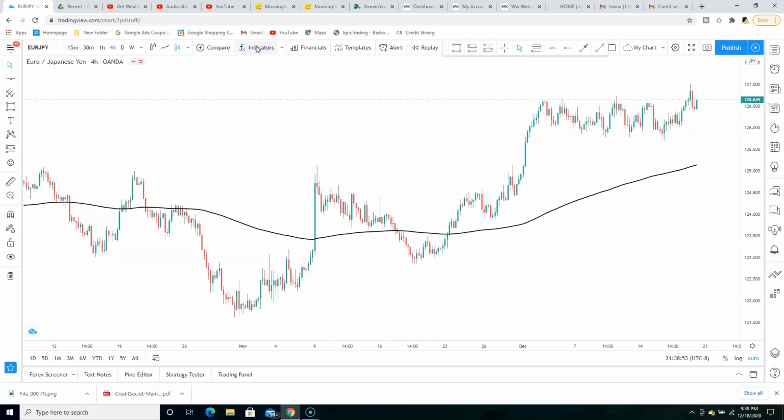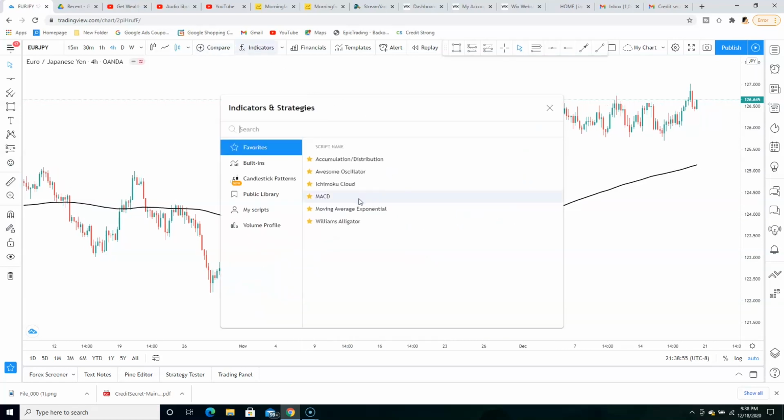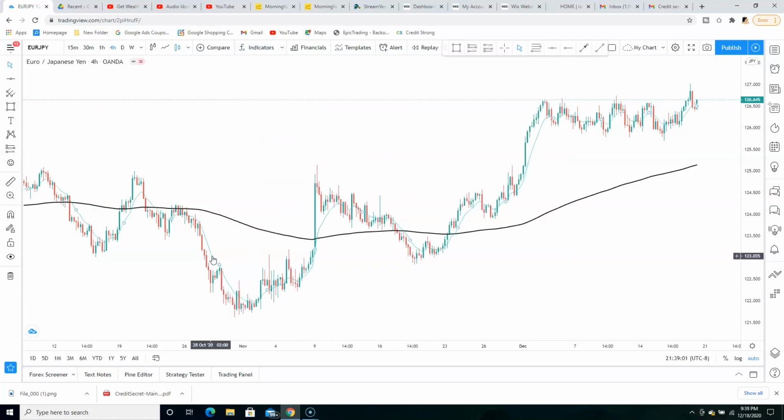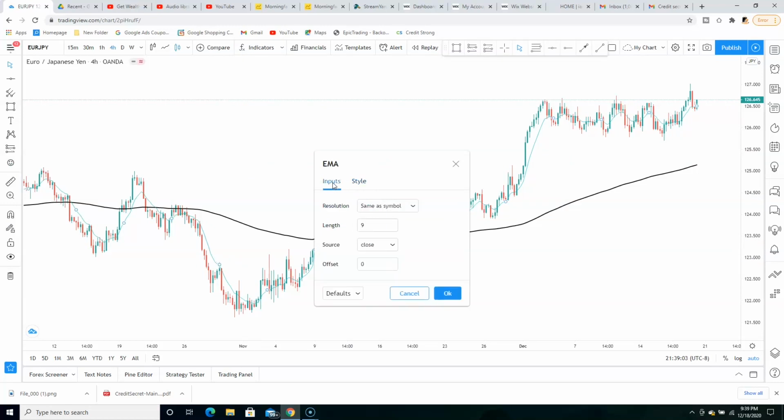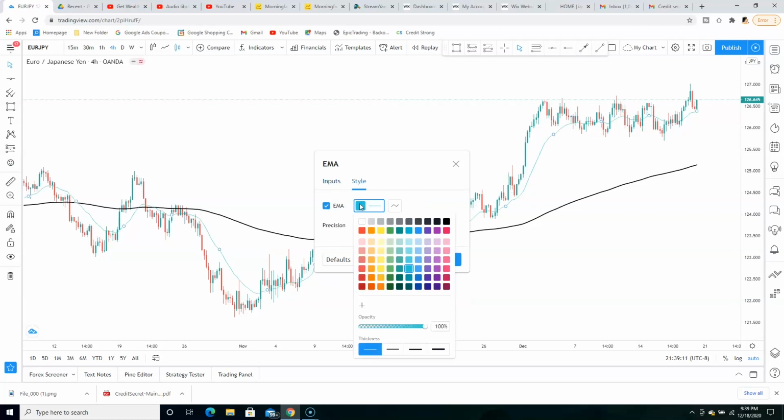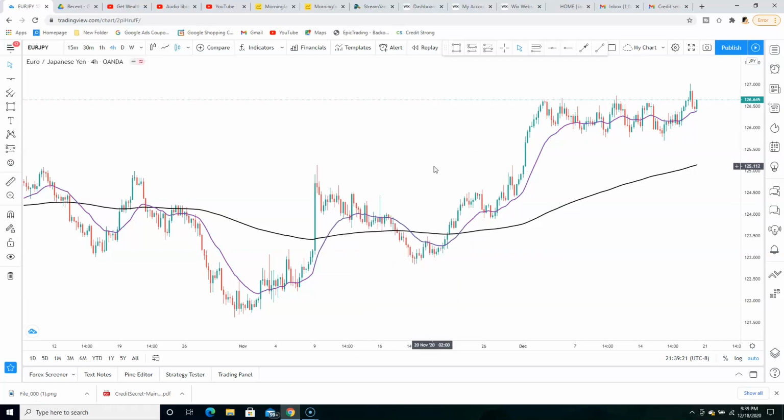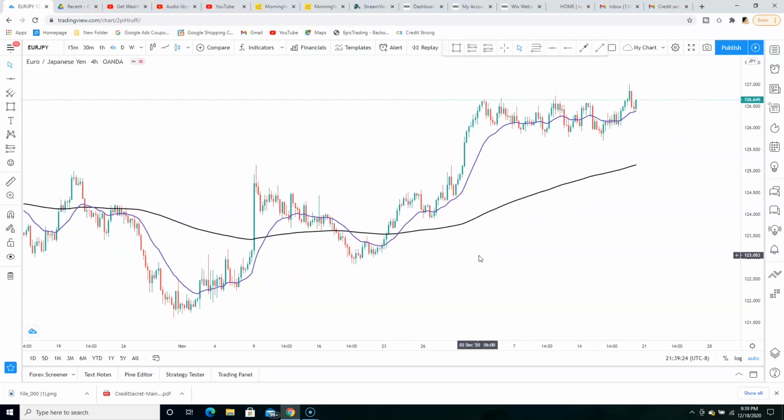Now we're going to add the 20 EMA. We have to change the settings, change the input, the length, to 20. And for the style, I'll just use a different color. You can use whatever color you want. It doesn't have to be the same as mine. Once you're done, you click on OK. Now, this is how you use the 20 moving average and the 200 moving average together.